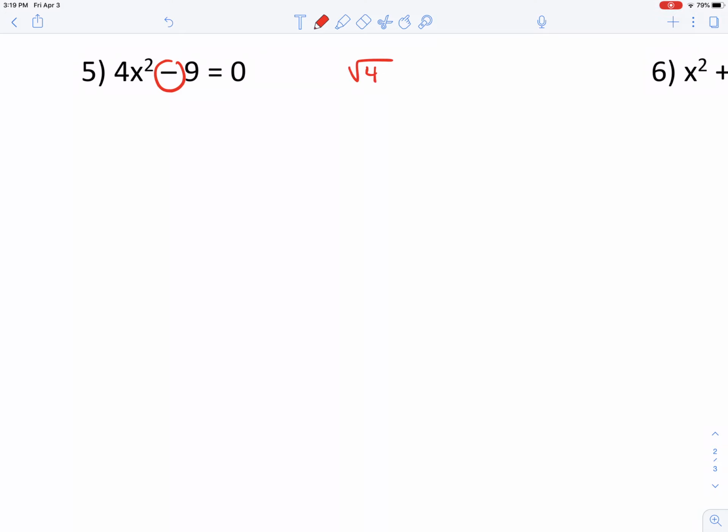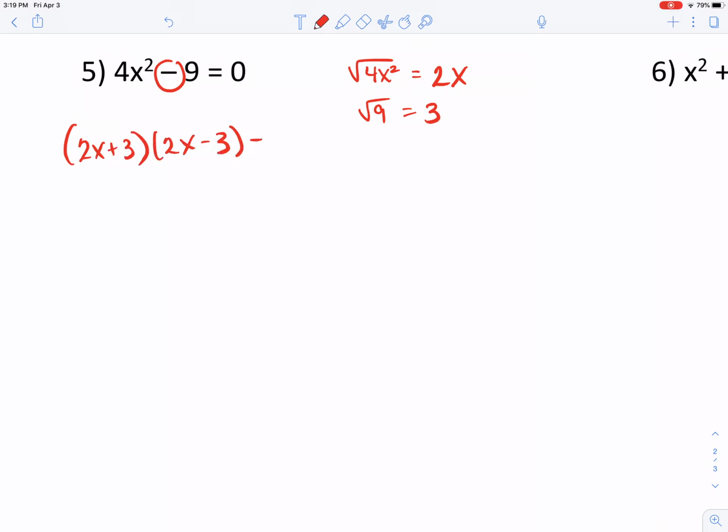So I'm going to take the square root of 4x squared. Another mistake you guys are making is you're forgetting to get the square root of the coefficient. The square root of 4 is 2. The square root of x squared is x. Square root of 9 is 3. So I get 2x plus 3 and 2x minus 3.